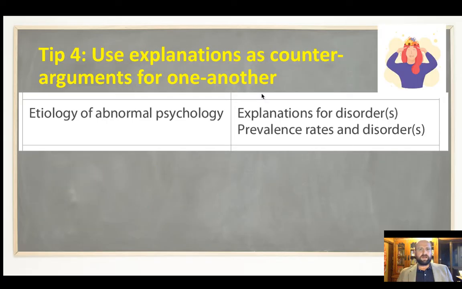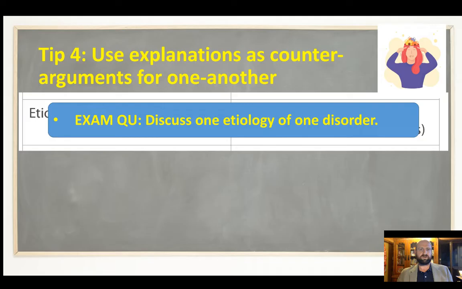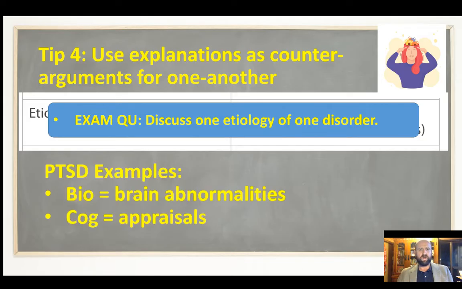Tip 4, use the explanations as counter-arguments for one another. So in a question where you're asked to give an explanation, you might say, well, it's biological, however, it's also cognitive, or vice versa. It's cognitive, it might be biological. Let's say, for example, your question is, discuss 1 etiology of 1 disorder. Well, what you might do is say, well, 1 etiology is brain abnormalities for PTSD. And then you'd give a couple of studies, and then you'd develop a very good argument there.